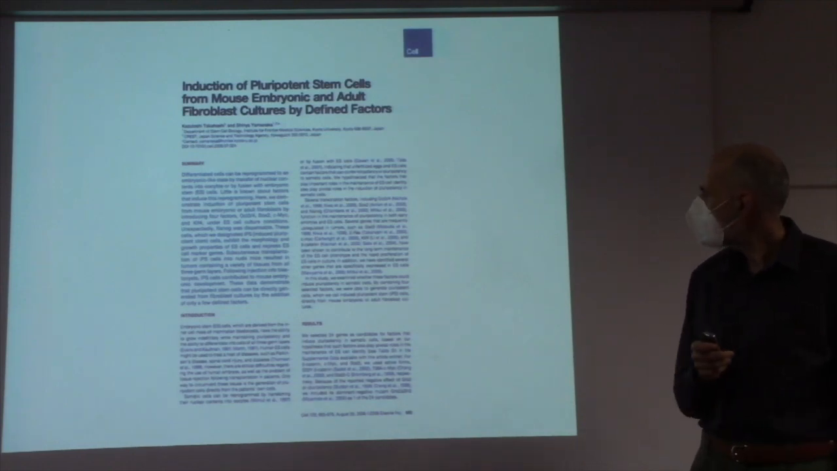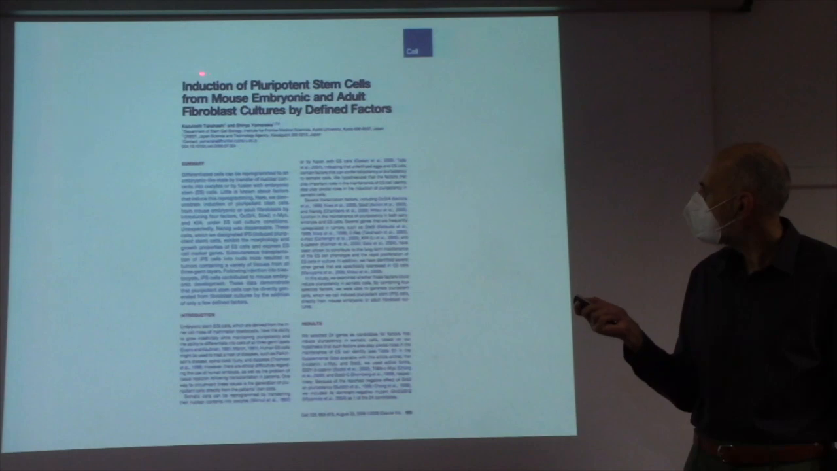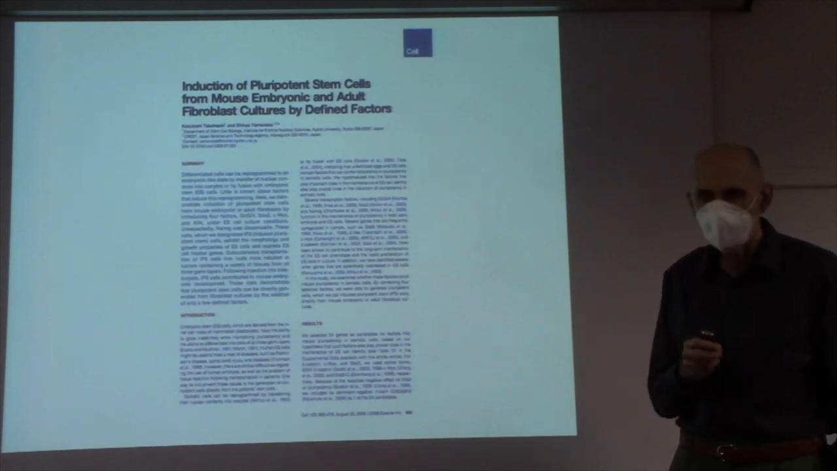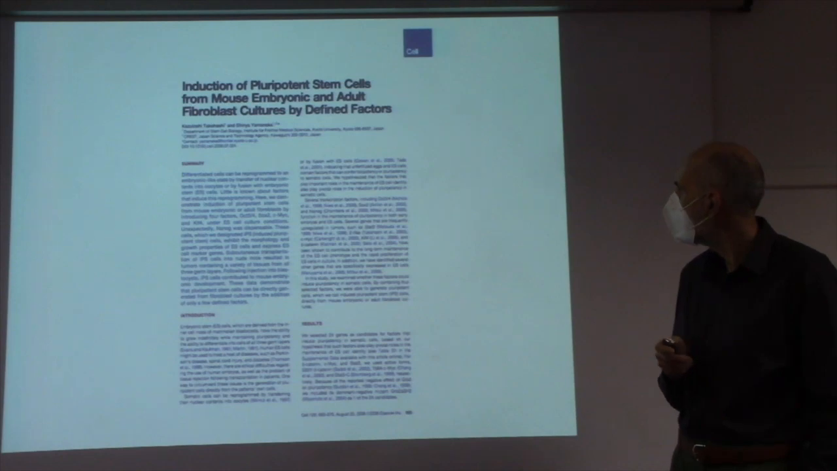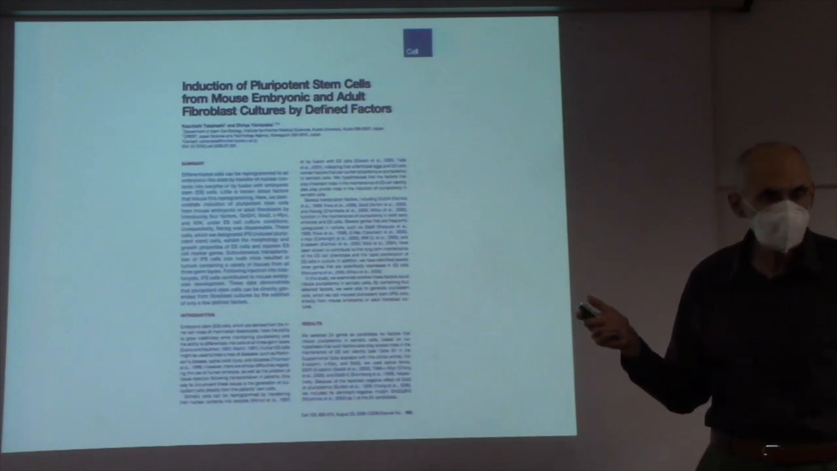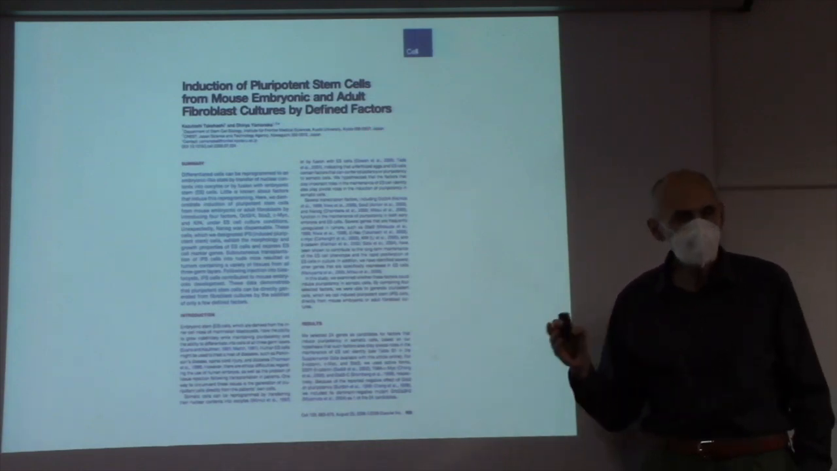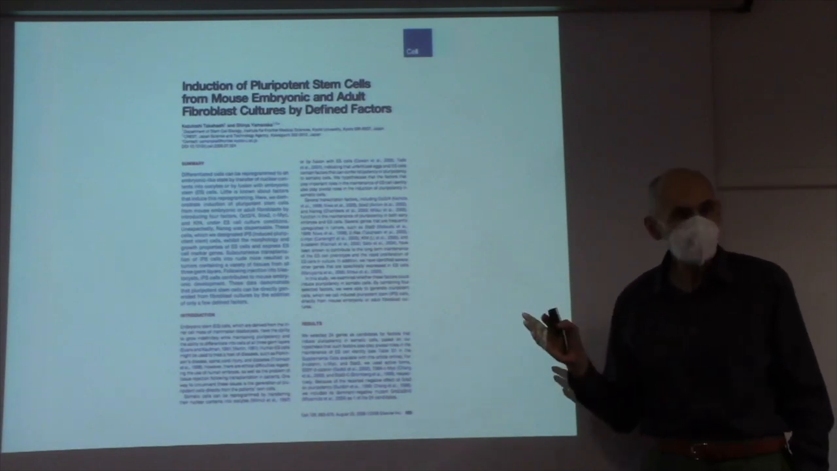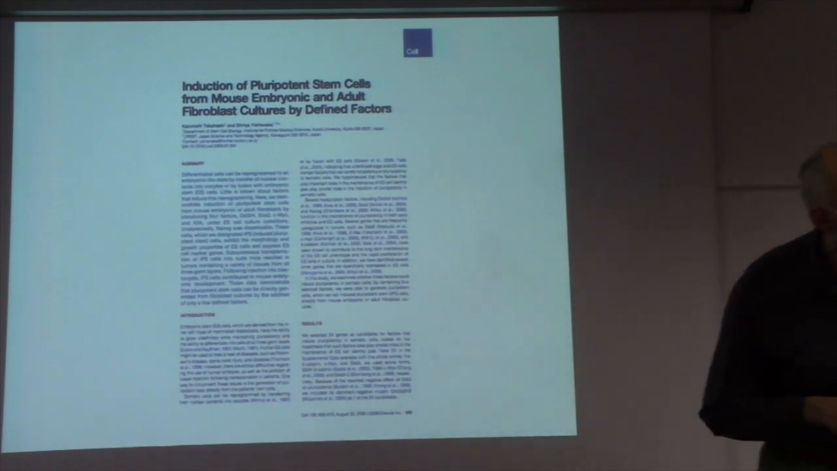Okay, so what does the title mean? What I've just said, that Yamanaka found a way to convert fibroblasts, in this case, but this is a very general method, it applies to a wide variety of cells, into pluripotent stem cells. And did so by using defined factors. Now, to better appreciate this paper, I'll provide you with some background. That is what Yamanaka knew at the time.